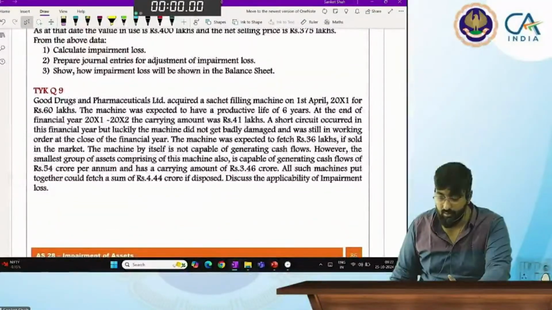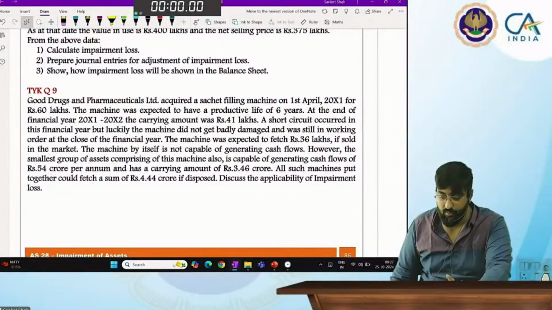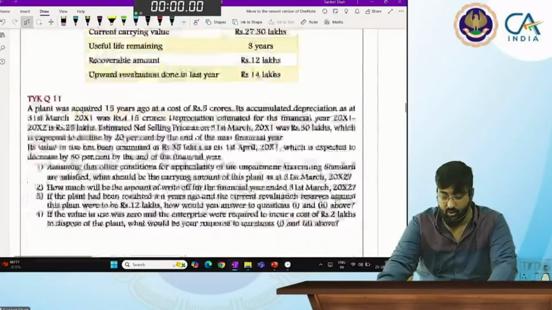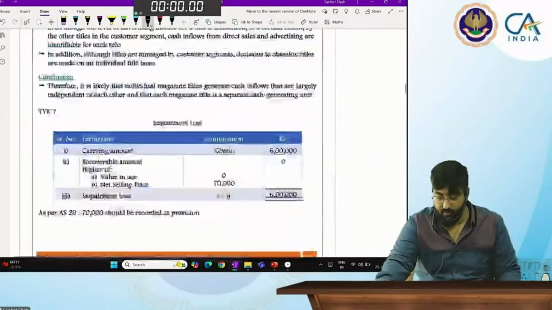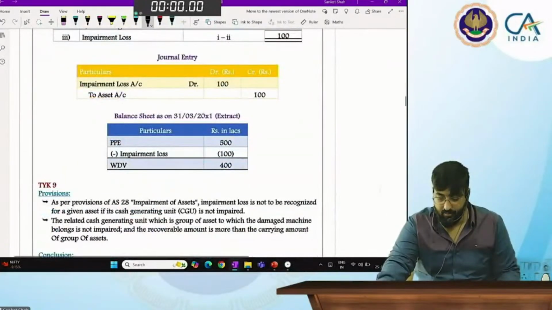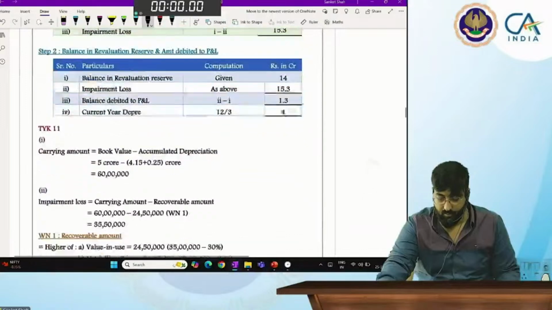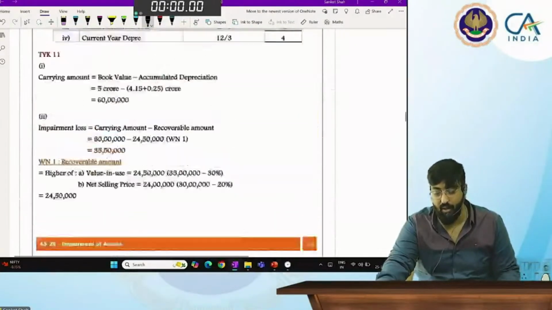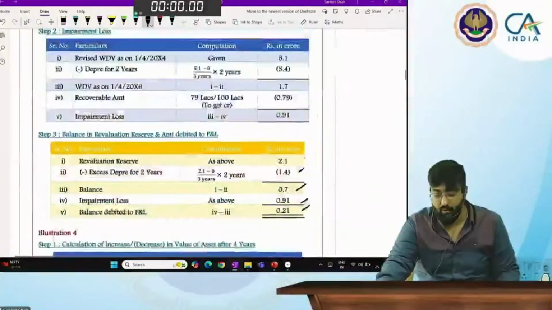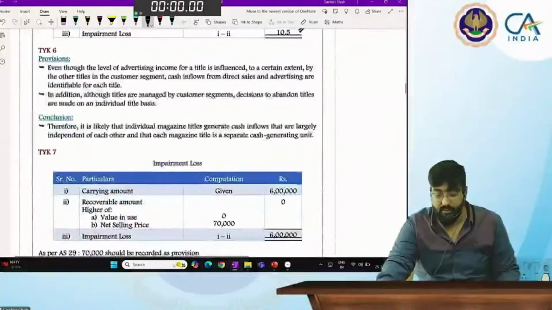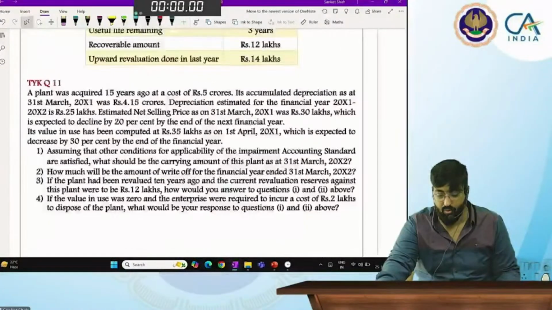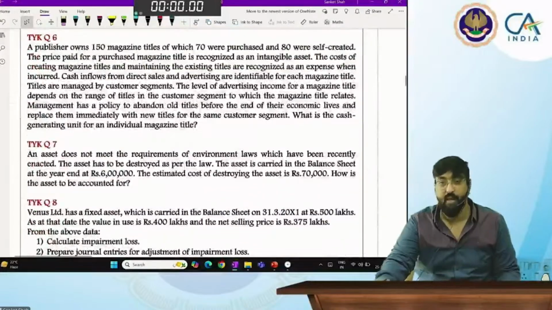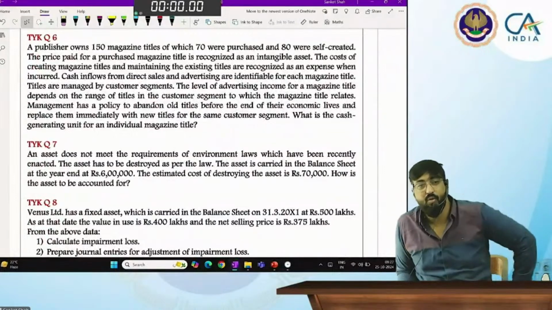Now see, this question TYK 9 is easy, 10 is also easy, 11 is also easy. You can solve by your own. I will give you the answer. Only 2 questions I will take because those are of CGU. So CGU questions, the last 2 questions. Be patient, last 2 questions, and I will give you time to take screenshots. Let's do this one.